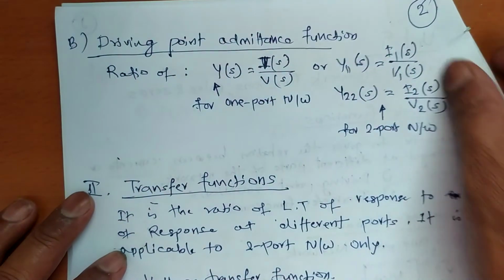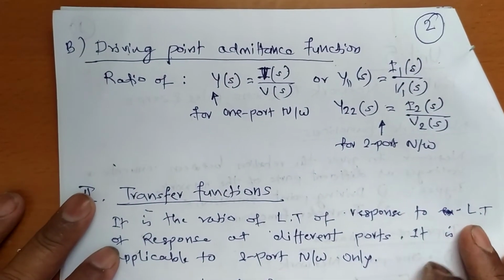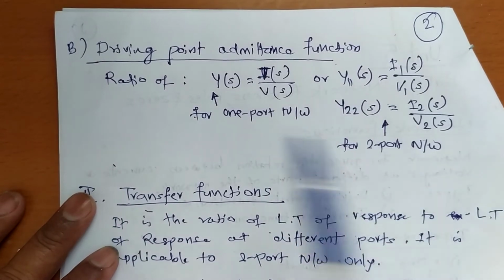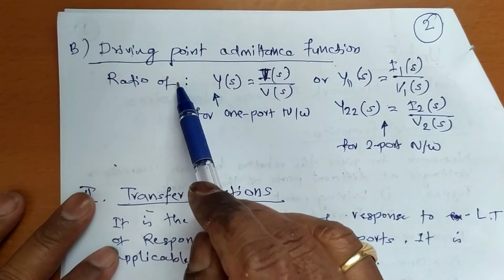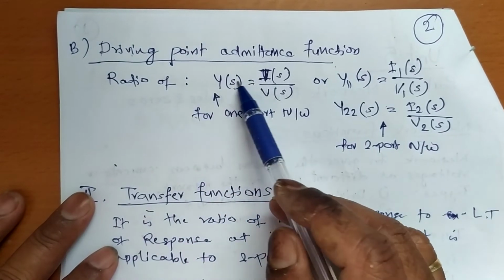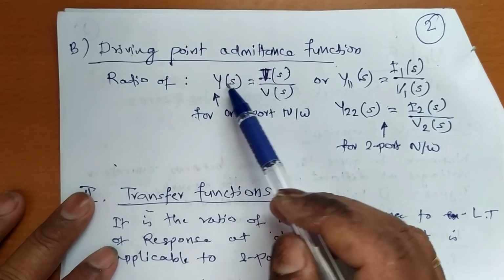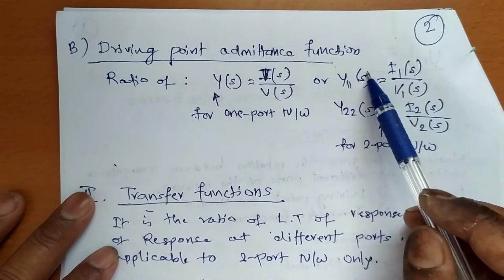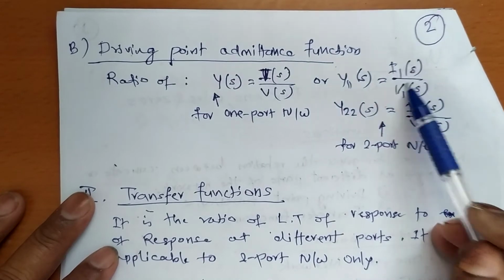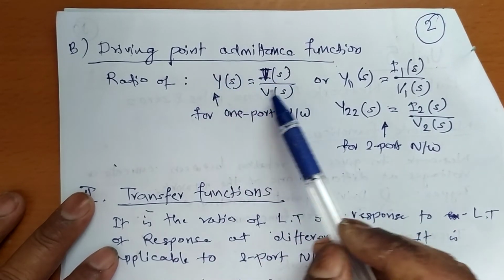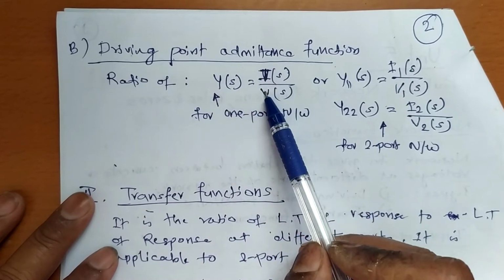Now, the second type of driving point function. Only two possible driving point functions are there. The second is the driving point admittance function. As against Z of S, it is Y of S, which is I of S by V of S. I by V is admittance. Therefore, Y11 of S is I1 by V1 if it is a two-port network, and this ratio is for one port, I of S divided by V of S.